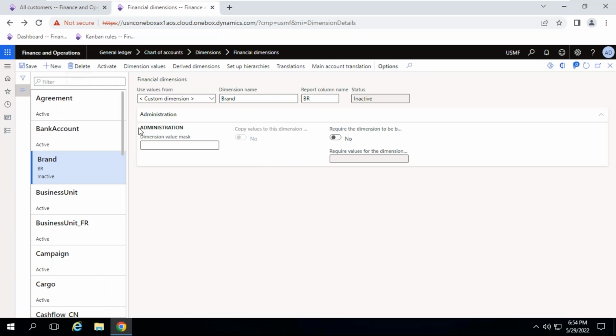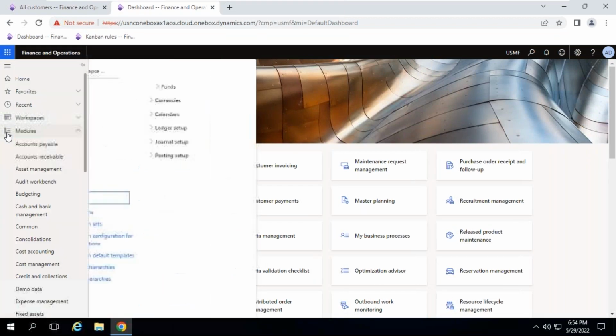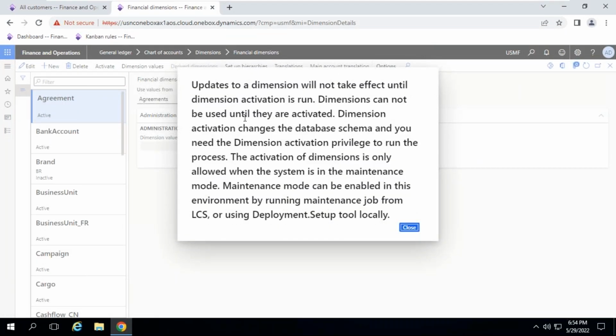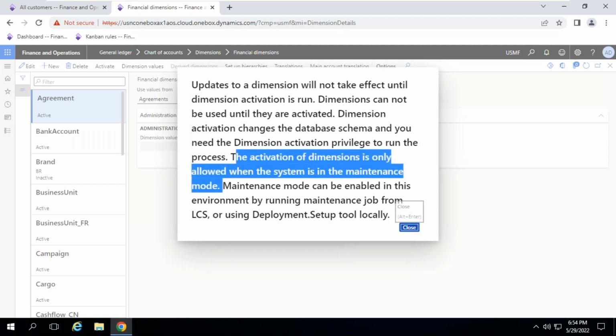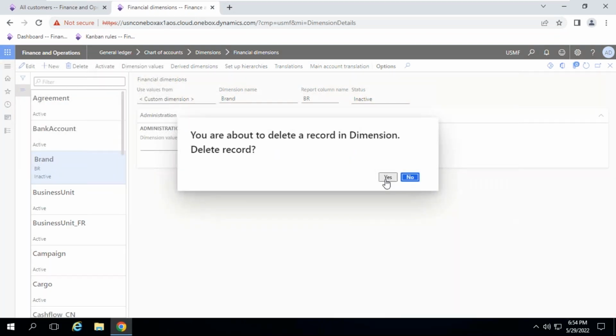I'm deleting this one. Otherwise, if I'm closing and opening, every time I open it, it will pop up the message for me. Are you getting this pop-up message every time? Have you observed it? If inactive dimensions are there, it will show you the pop-up message. I'm deleting this one for the time being.